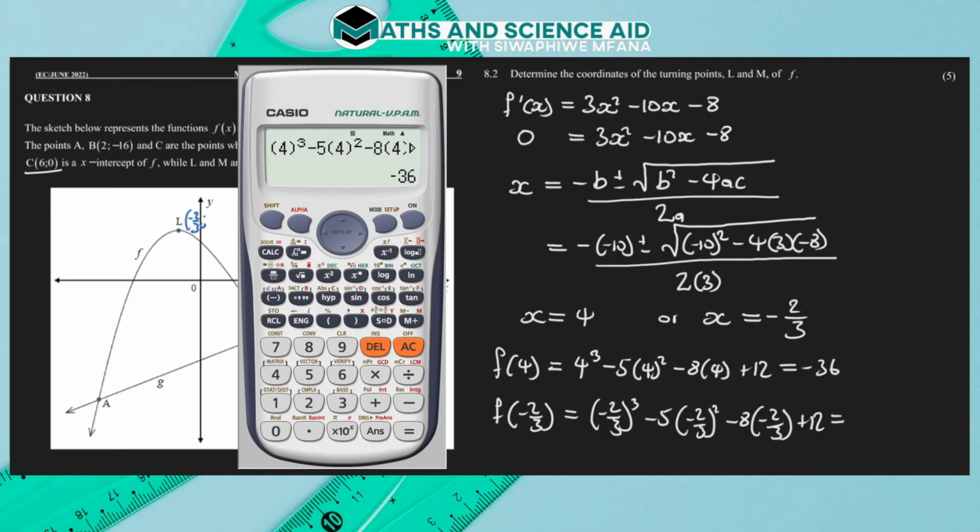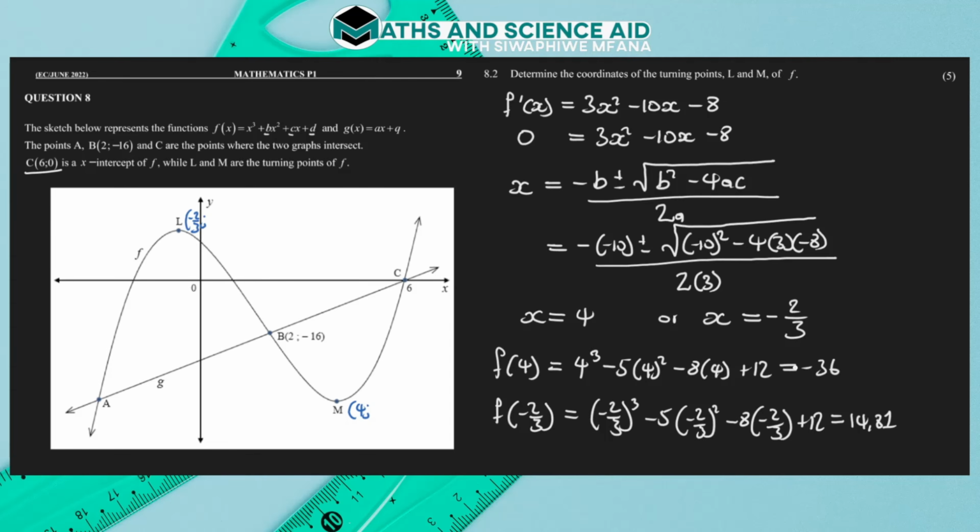And then we do the exact same thing. So I'll just change the 4 to negative 2 over 3. Same thing here, and same thing here as well. And so what are we getting? We are getting 400 over 27, which is 14,81. And again, we can just quickly verify if these y values make sense.